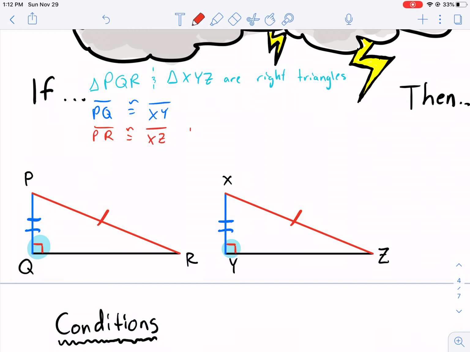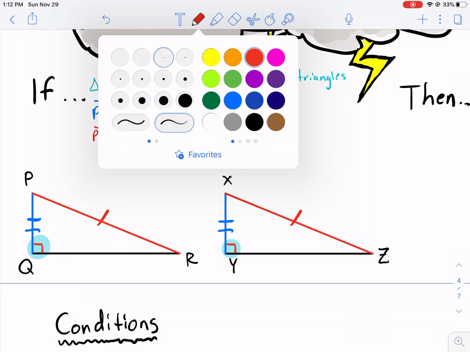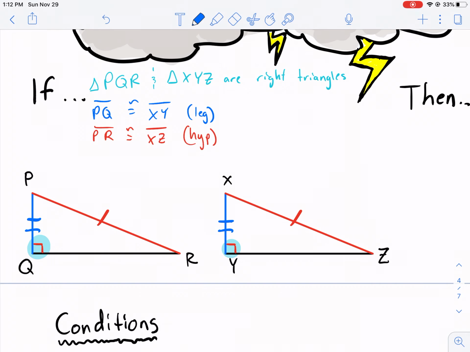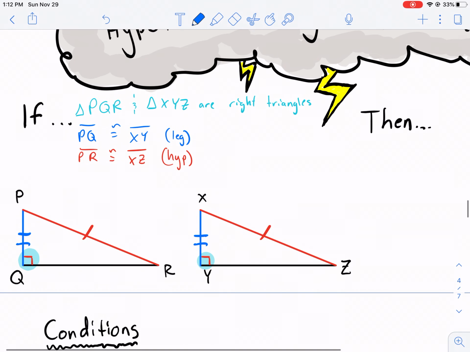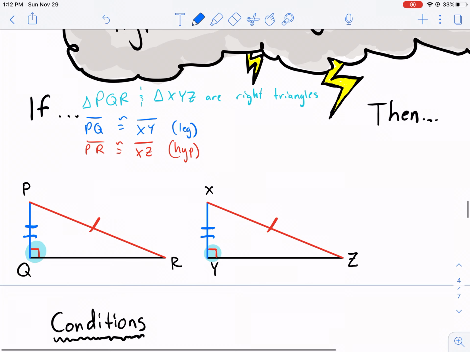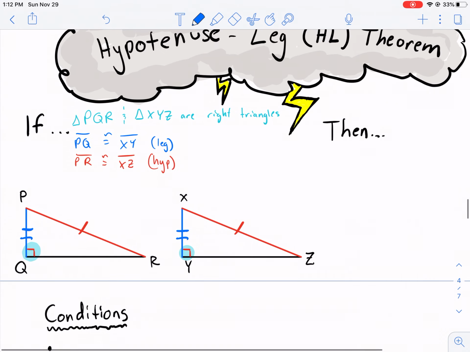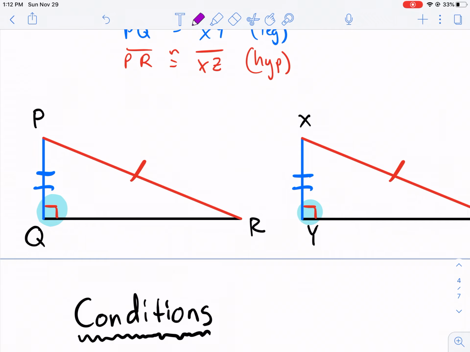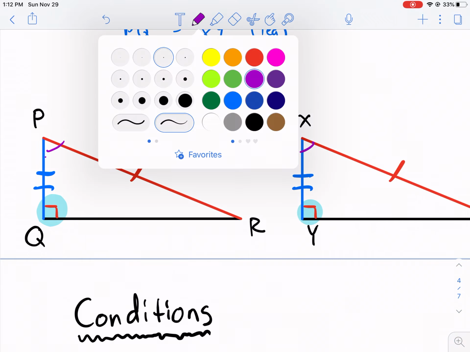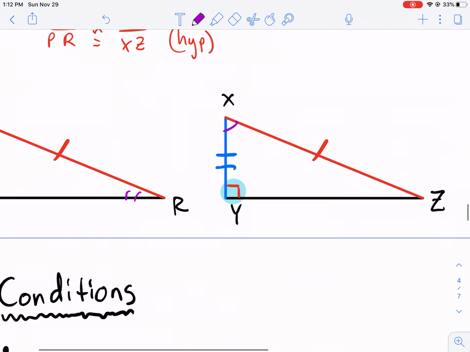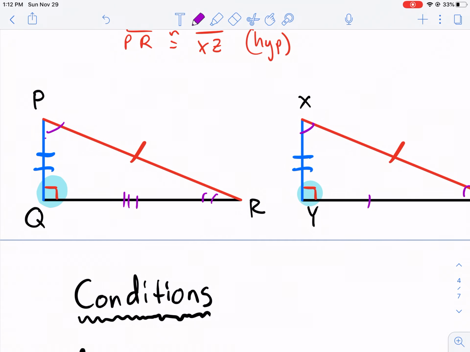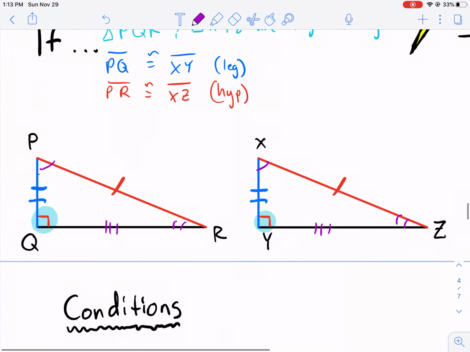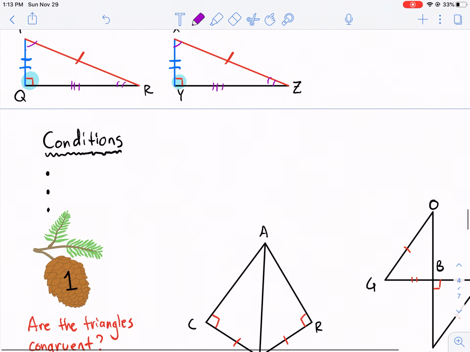Now, what does this mean? Well, this is our hypotenuse, and this is our leg, and we're talking about right triangles. So if we know that these are right triangles, as indicated by the angle, and they have a leg and a hypotenuse that are congruent, then we know the 2 triangles are congruent. So we can say triangle PQR is congruent to triangle XYZ. Not only are their right angles congruent, but these angles will also be congruent, and then this side will also be congruent. So that information, the hypotenuse and leg in right triangles, helps us determine that 2 triangles are congruent.